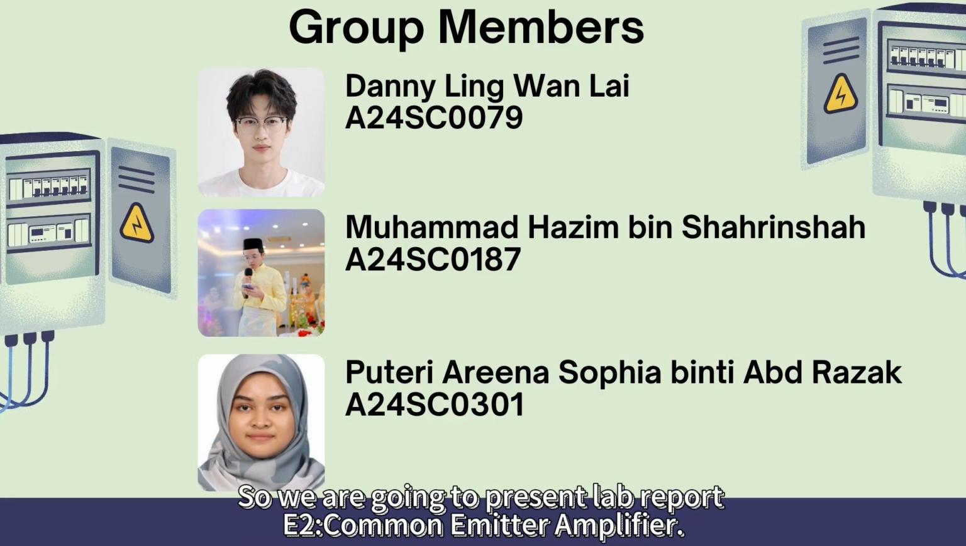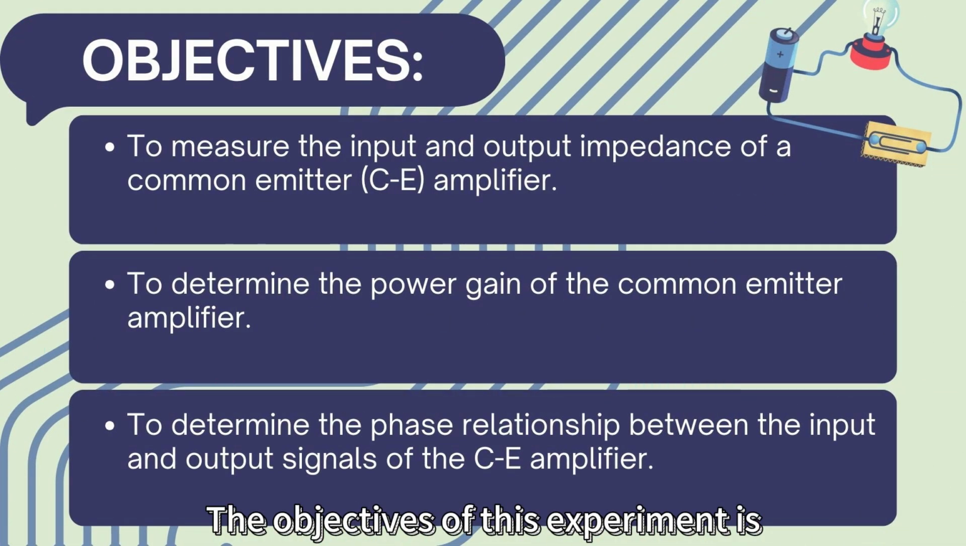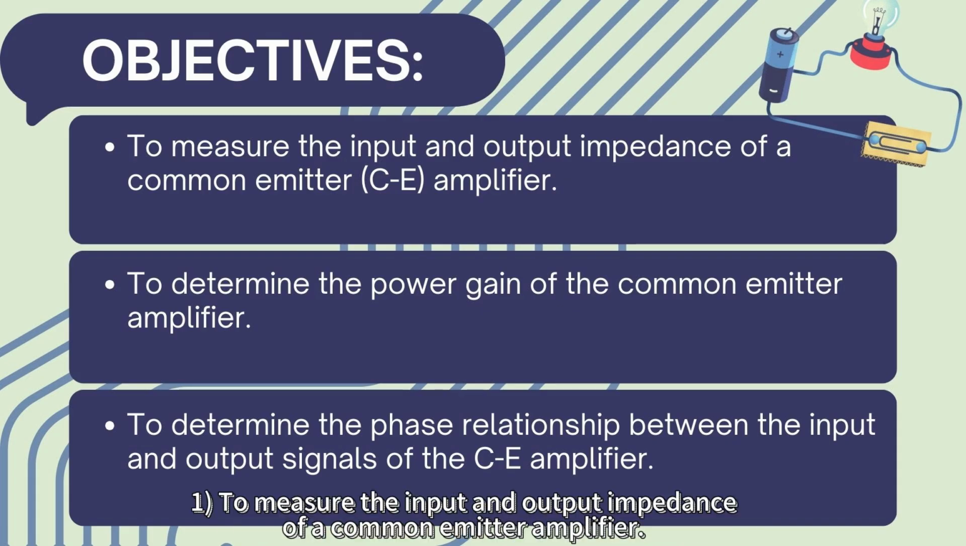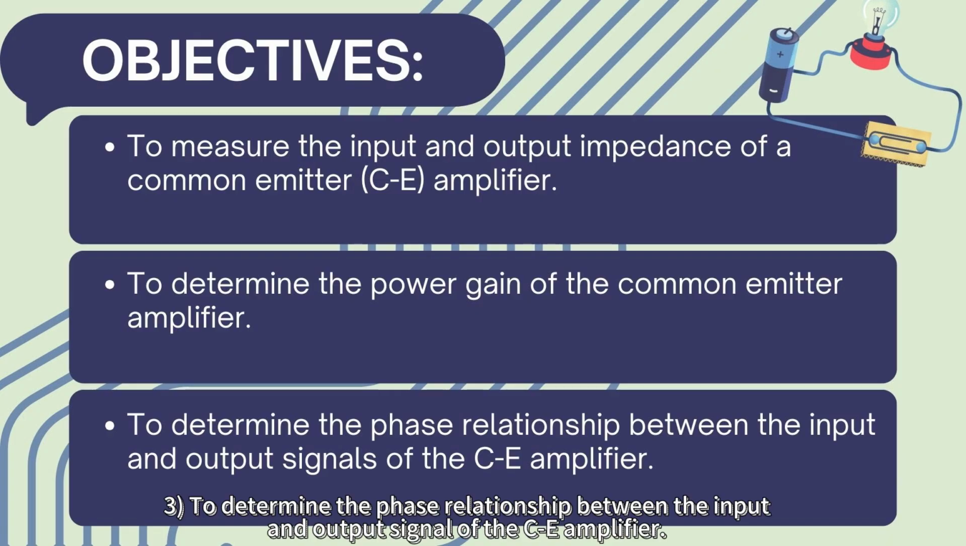So we are going to present the lab report E2, Common Emitter Amplifier. The objective of this experiment is: 1. To measure the input and output impedance of a common emitter amplifier. 2. To determine the power gain of the common emitter amplifier. 3. To determine the phase relationship between the input and output signal of the CE amplifier.